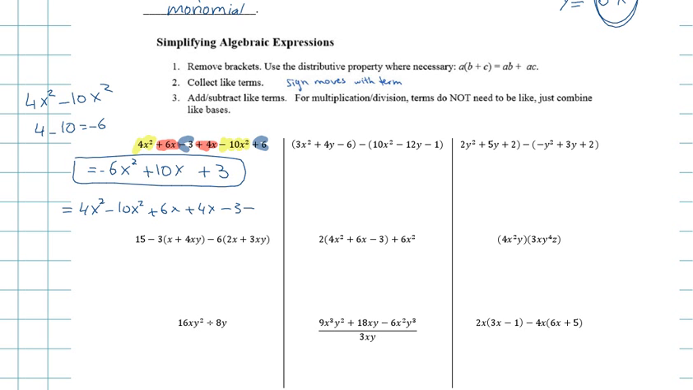So next to 4x squared, I wrote negative 10x squared. Next to 6x, I wrote 4x. Next to negative 3, I wrote plus 6. And then you can add like terms. That step is not needed. This step right here is not needed.